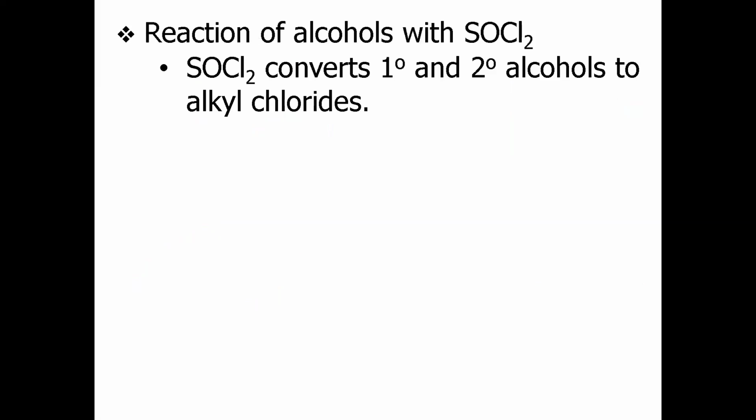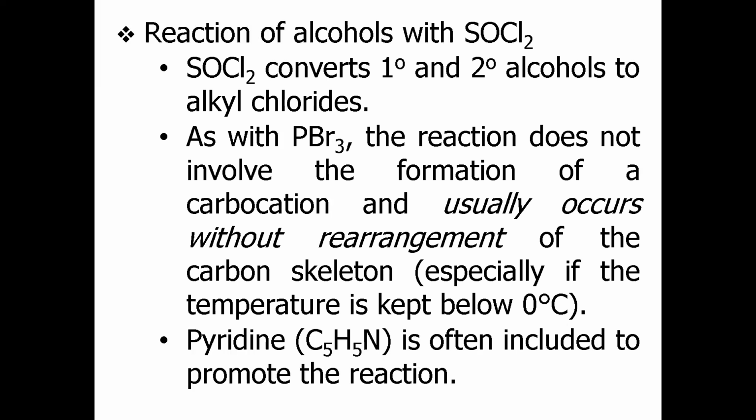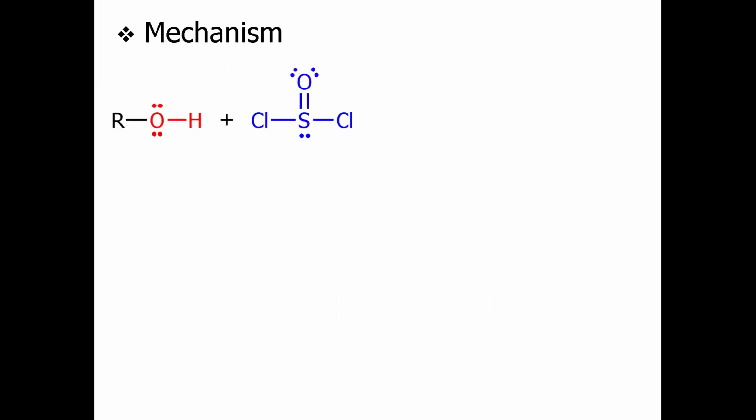The next mechanism is the reaction of alcohol with thionyl chloride. Thionyl chloride also reacts with 1 degree and 2 degree alcohol to give alkyl chlorides. And as with PBr3, the reaction does not involve the formation of a carbocation and usually occurs without rearrangement of the carbon skeleton. Pyridine is often used in this reaction, which actually promotes the reaction. There are two purposes of the pyridine: one as a solvent and the other to neutralize the acid formed during the reaction. Let's see the mechanism.